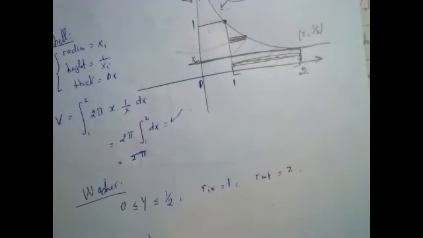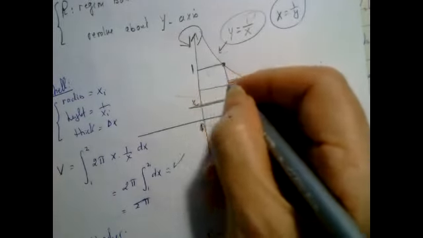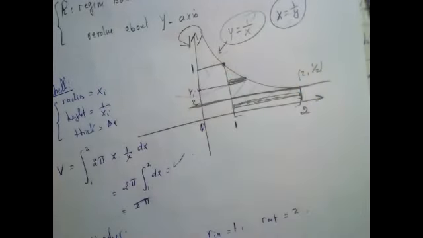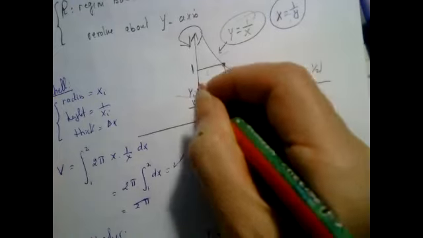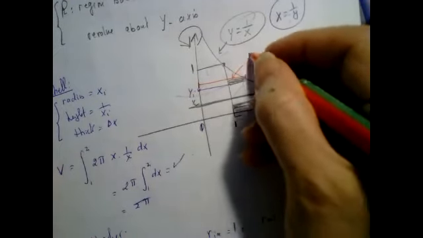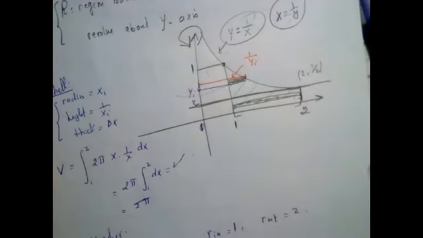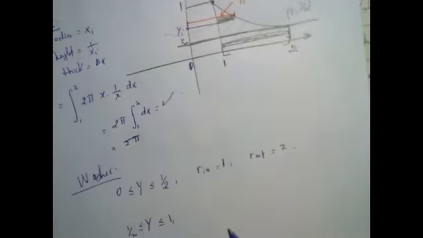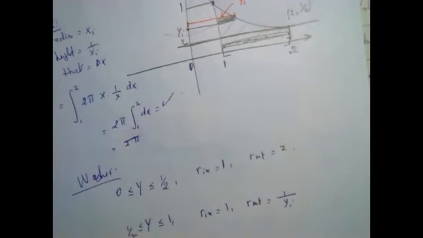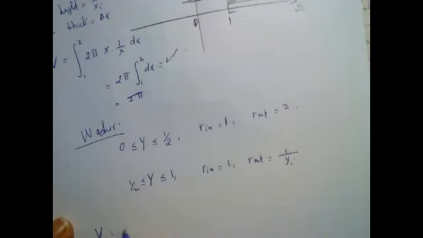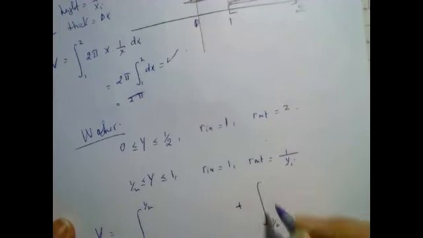However, if my y is between 1/2 and 1, so my yi happens to be here, this is my inner radius, which is 1, and the outer radius is from here until I hit the curve. That's this horizontal distance, and this is 1 over yi. So the inner is 1, the outer is 1 over yi. So the whole volume will have to split. From 0 to 1/2, I have to split. I have no way out.